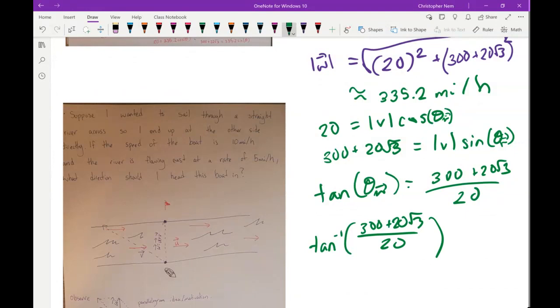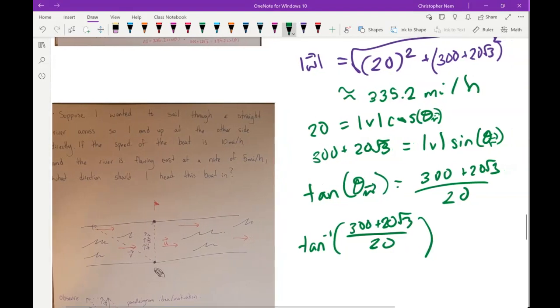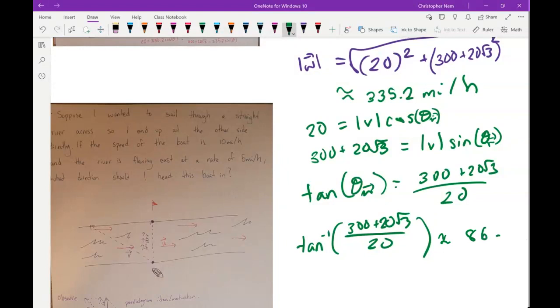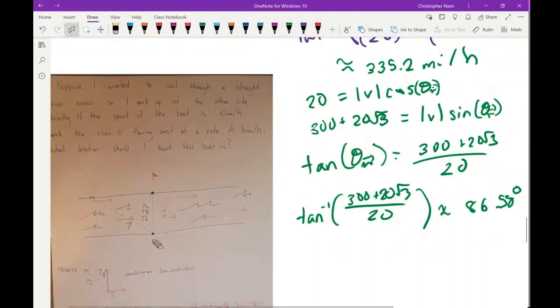If you put it in your calculator, let's go ahead and do that. I'm going to work in degree mode because I want my angle measurement in degrees. Let's do tan inverse of 300 plus 20 square root 3, all divided by 20. So you get the angle measurement, the direction, to be approximately 86.58 degrees. Now, is this the actual angle measurement?